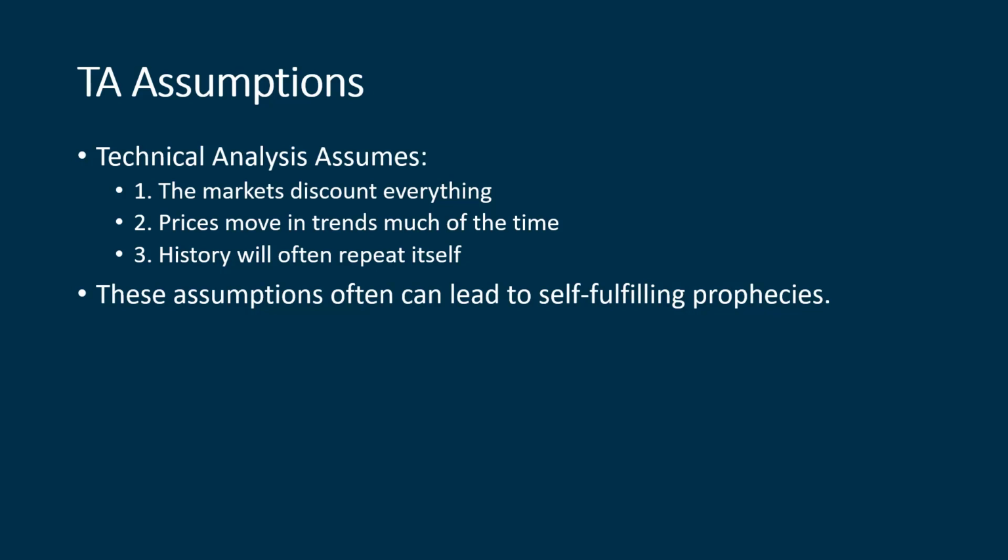And then we also assume that history will often repeat itself. If a stock went up based on this kind of news in the past, we then assume that it will go up the same way in the future. These assumptions also can lead to self-fulfilling prophecies. We have millions of people at any given time looking at the same thing at the same time, and if something happens that makes them want to get in or get out, we're watching that as well. And we might use that as part of our decision-making process.